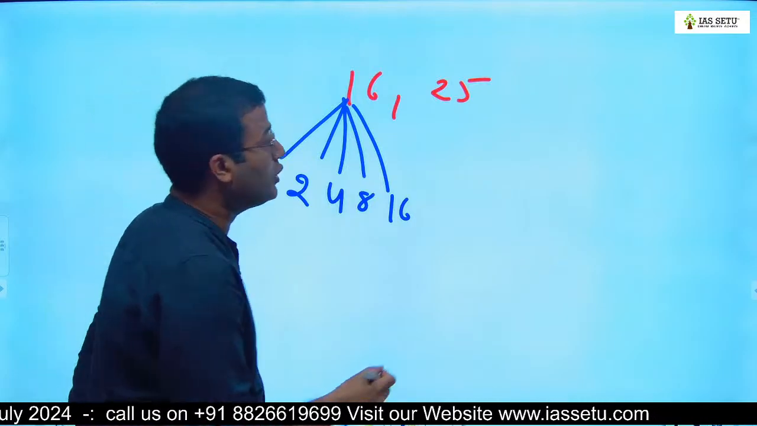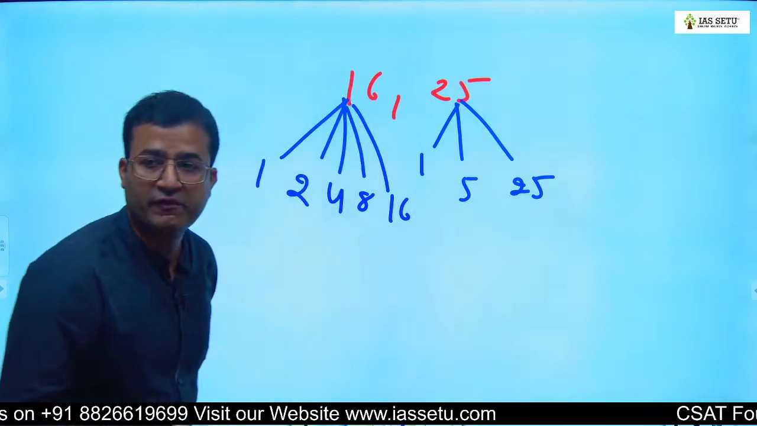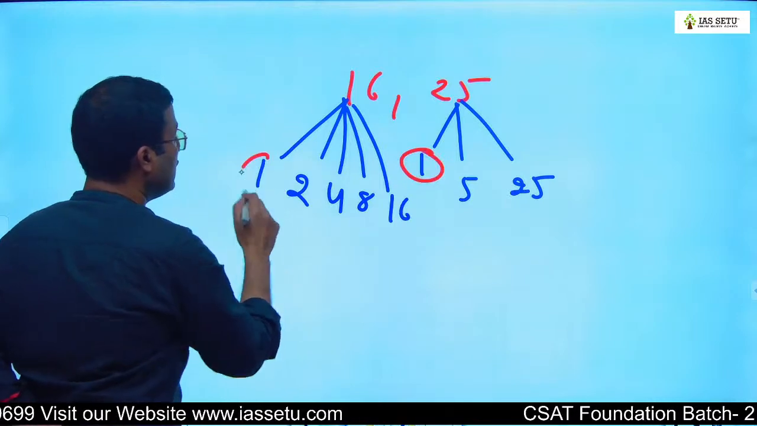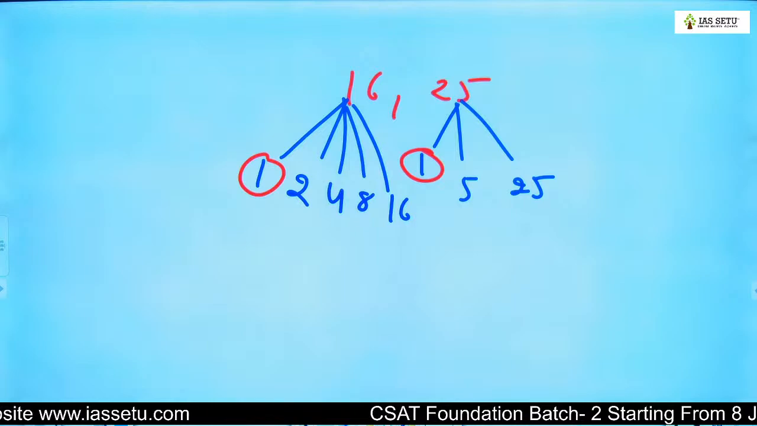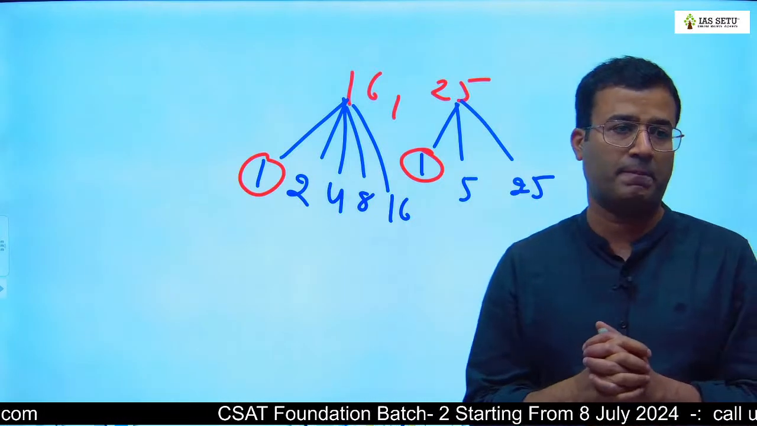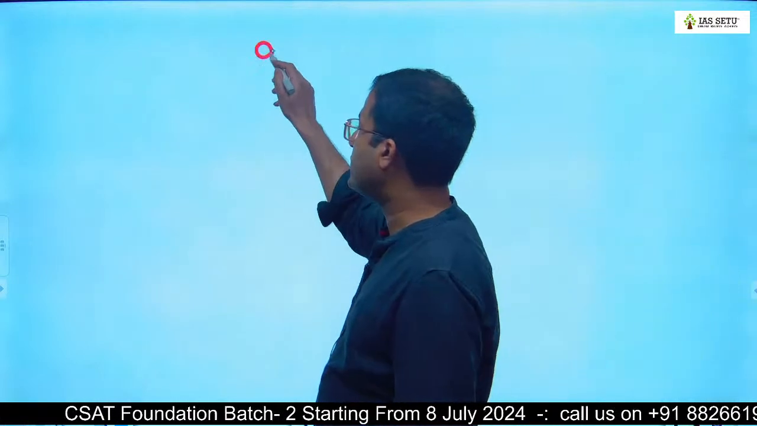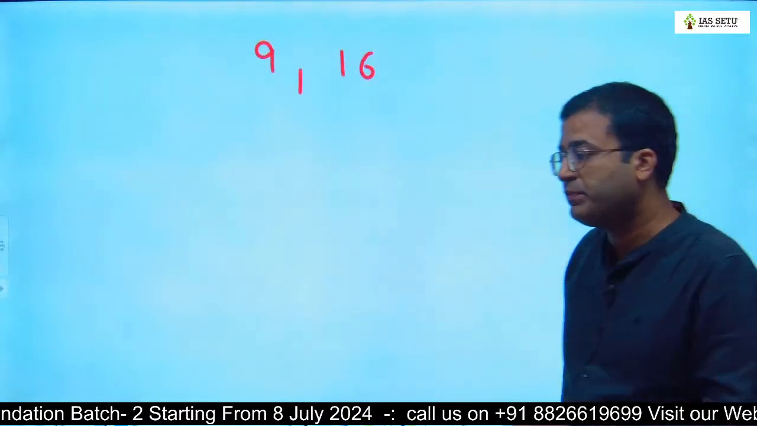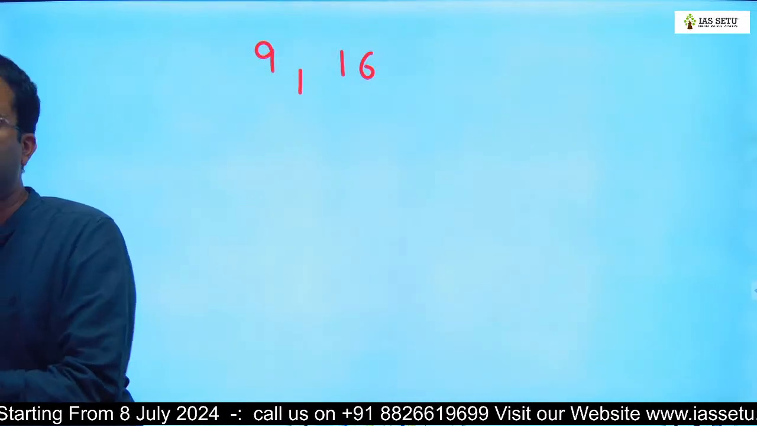What are the factors of 25? We have 1, 5, 25. Common factor, only one. Don't say one, say only one. They have common factor only one. So 16 and 25 are co-prime to each other. They are co-prime to each other. Like you check 9 and 16. These are composite. But my simple question to you, whether 9 and 16 are co-prime to each other, yes or no.